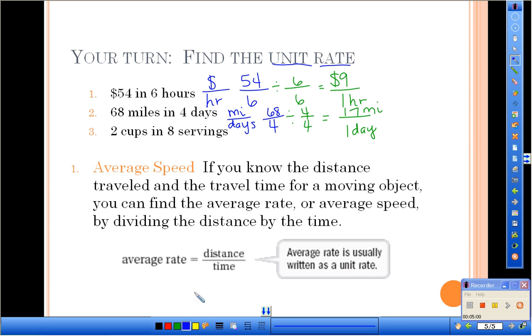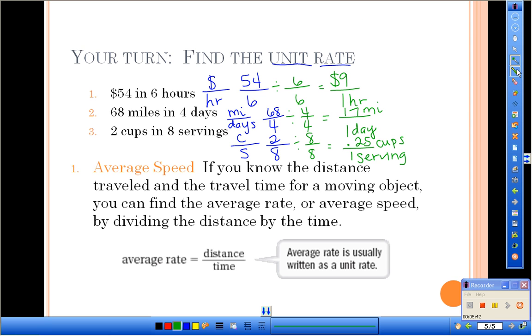And then your last example. We have cups in our numerator and servings in our denominator. So we'll fill in a 2 for every 8 servings. We want to convert this to a unit rate, so we're going to divide the top and the bottom by that same number that's in the denominator. 8 divided by 8 will give us our 1 unit that we're looking for. That's 1 serving. And 2 divided by 8 is 0.25. So the answer is 0.25 cups per 1 serving.